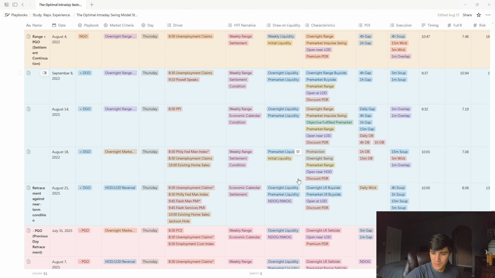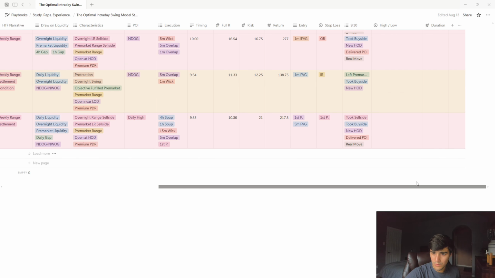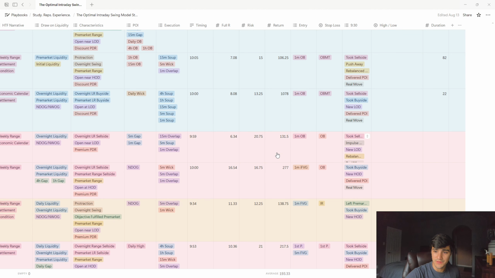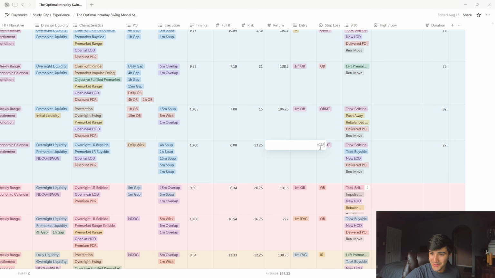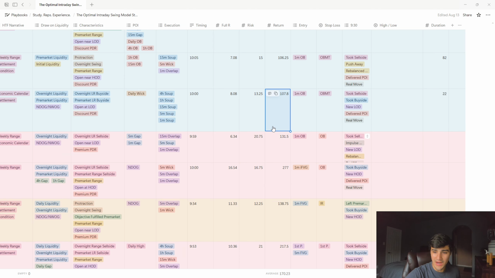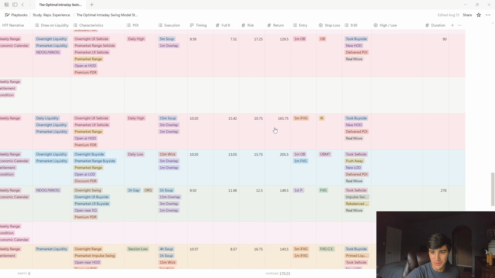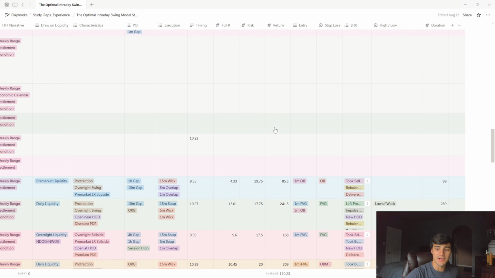And let's scroll to the column where I can see, why don't we just do it right now? What is the average return? Let's just calculate that real quick. This is the beauty of Notion. You can run these numbers real quick, just like this. So let's get the average. And the average return is 193 handles. Oh, okay. This probably skews that number right here, 1,078. It's probably 107.8. Okay, so let's say the average is 170 handles that my model yields at the very most.